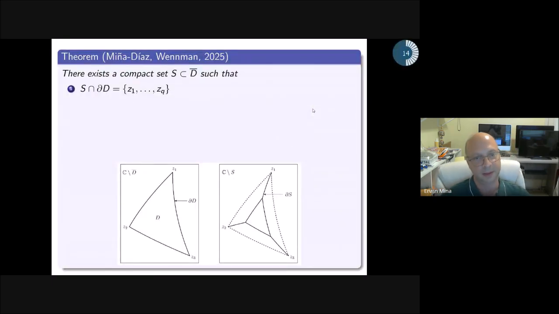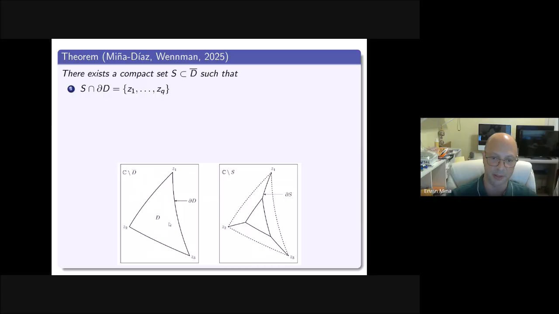Okay, so here is our theorem, what we were able to prove. In general, if you have a domain that is bounded by a piecewise analytic curve whose corners are all reflection-invariant corners, then in that situation, there exists a compact set S inside the domain. You should look at these pictures to understand essentially what's going on.